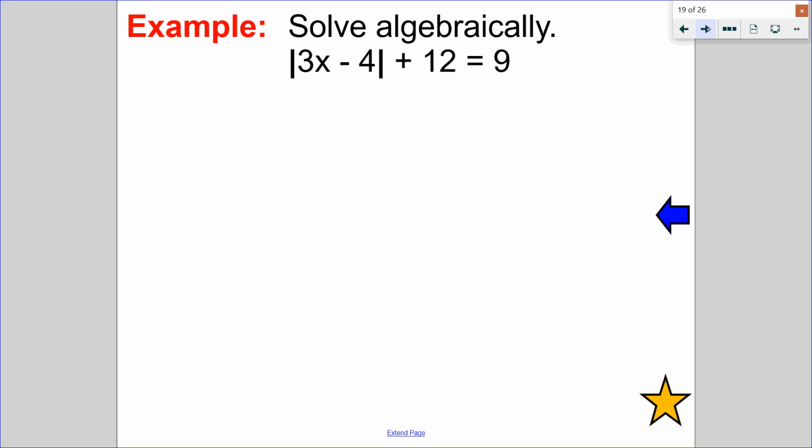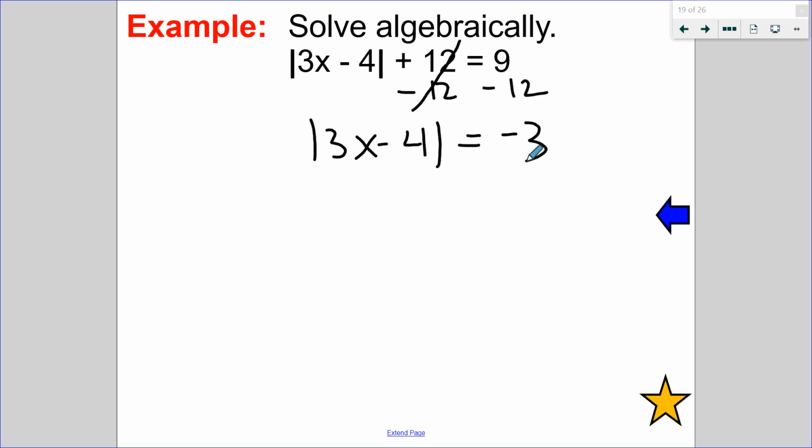Okay, let's look at this one here. Solve this one algebraically. So step 1 is always get the absolute value by itself. So I'm going to subtract 12 from both sides because 12 take away 12 is 0. So I'm left with the absolute value of 3x minus 4 equals 9 take away 12, negative 3.